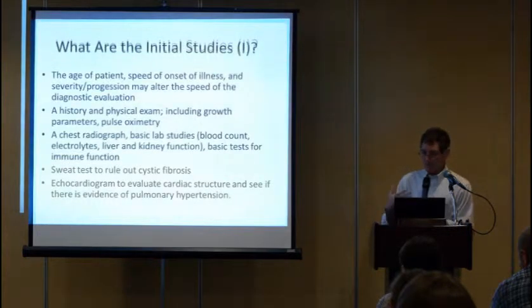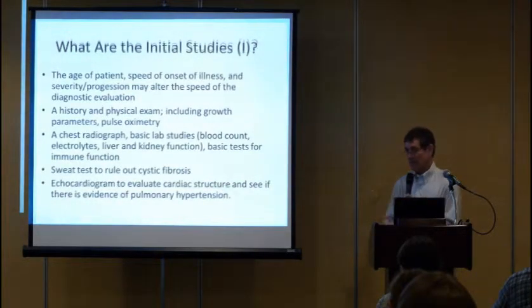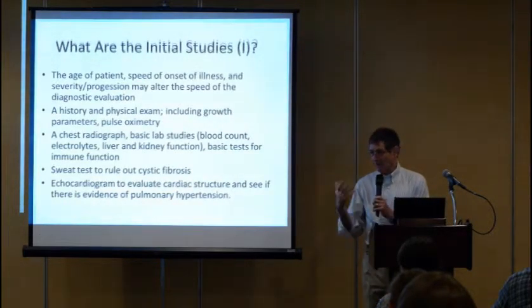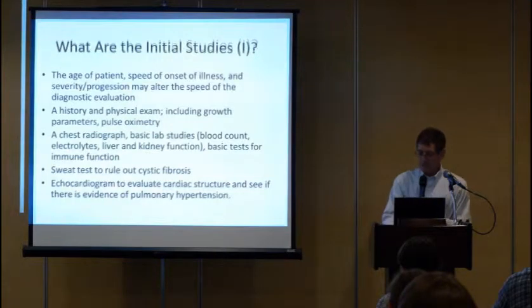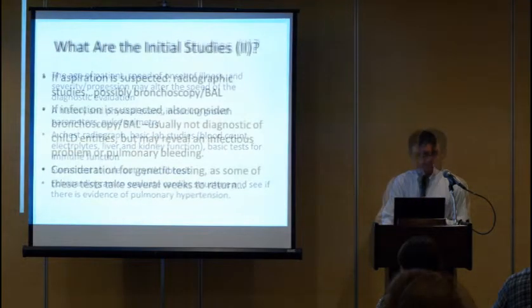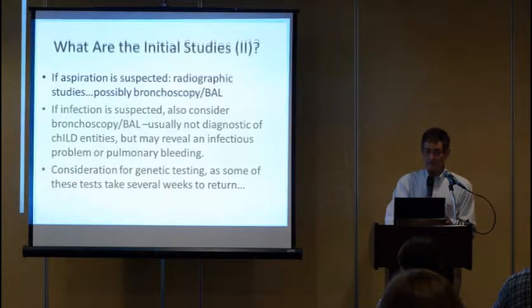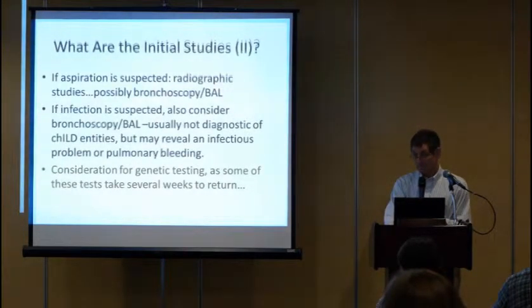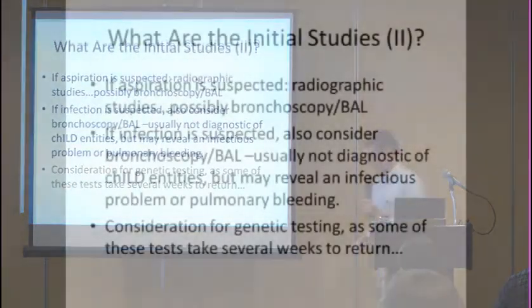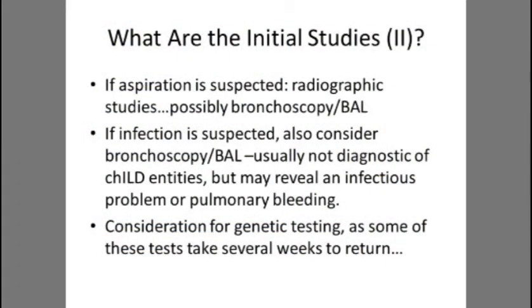We don't go right to the infant PFTs. We don't go right to a lung biopsy. We have to go through things, jump through the hoops, and do the things we need to rule out these other entities. This may sound obvious to you, but to our colleagues around the country, it's not always that obvious. So like if aspiration is suspected, we'll do radiographic studies. If they need a bronchoscopy, they'll get a bronchoscopy. But you have to understand that for most of these entities, the child entities, bronchoscopy is not that useful.